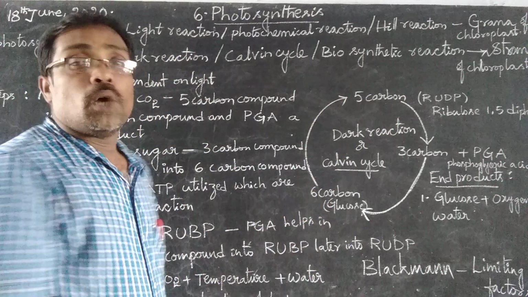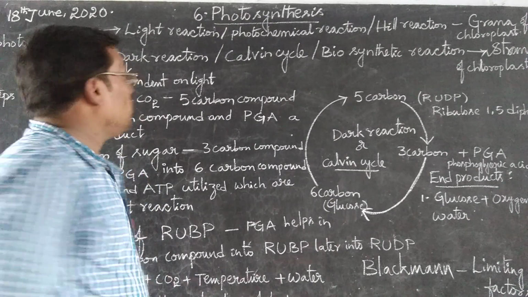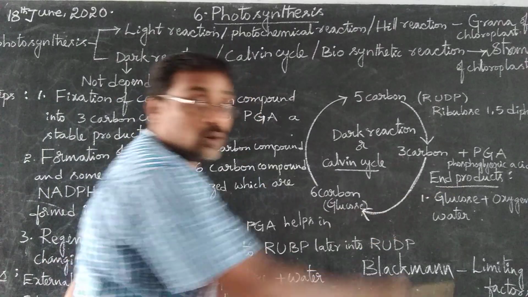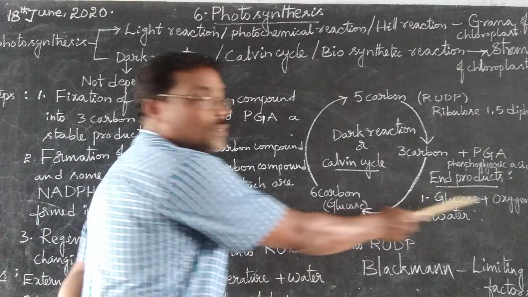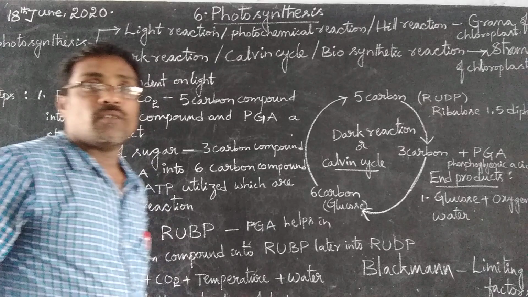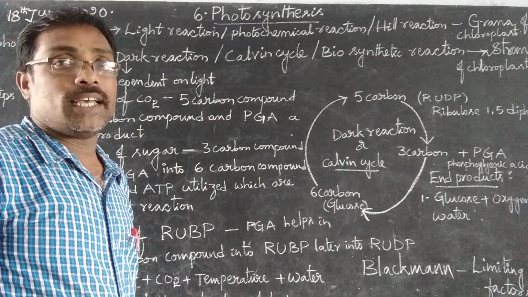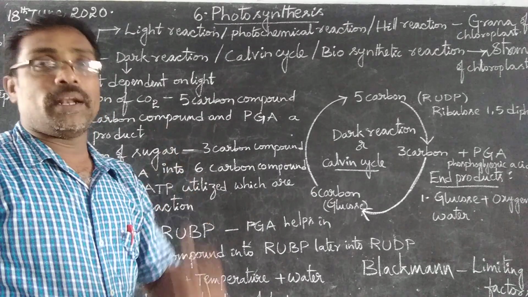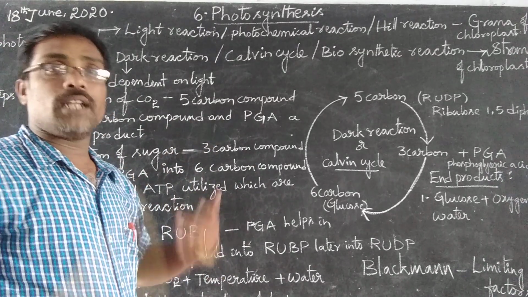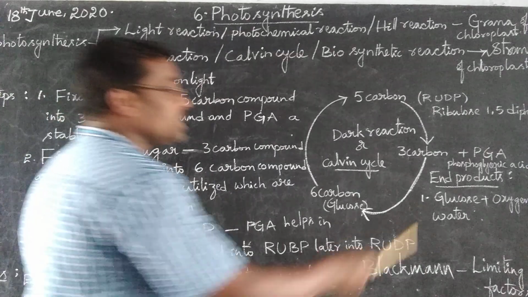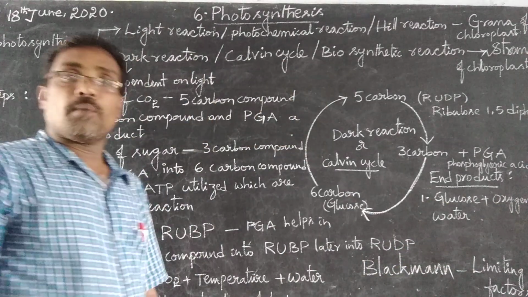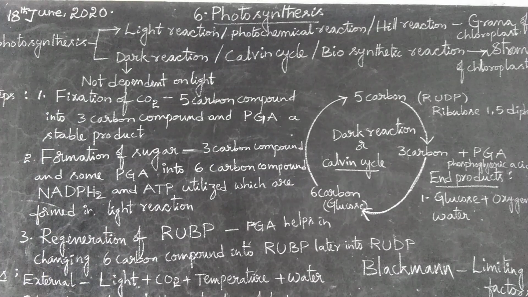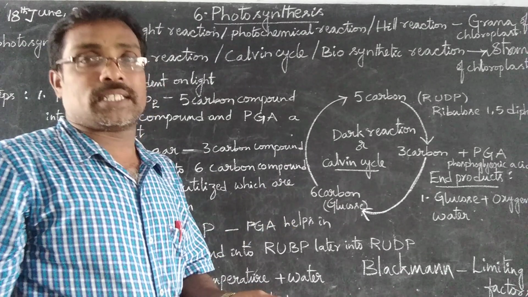What are the end products produced in either the light reaction or the dark reaction? The end products of photosynthesis are glucose, oxygen and water. Glucose is utilized as food, oxygen is utilized as the respiratory gas, and water helps in the functioning of the body. Those are the end products produced in the process of photosynthesis.